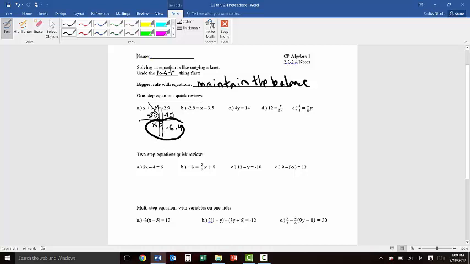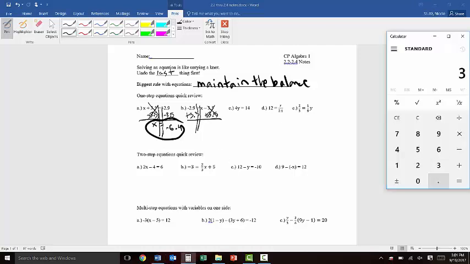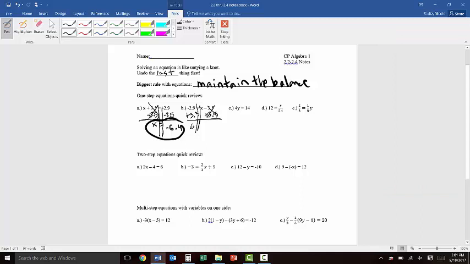If we look at letter B, again, I like to draw my bars to separate the problem. It looks like we subtracted 3.5, so we're going to undo that by adding 3.5. Double check my math here. So 3.5 minus 2.9 is going to be 0.6. And that's the value of x.